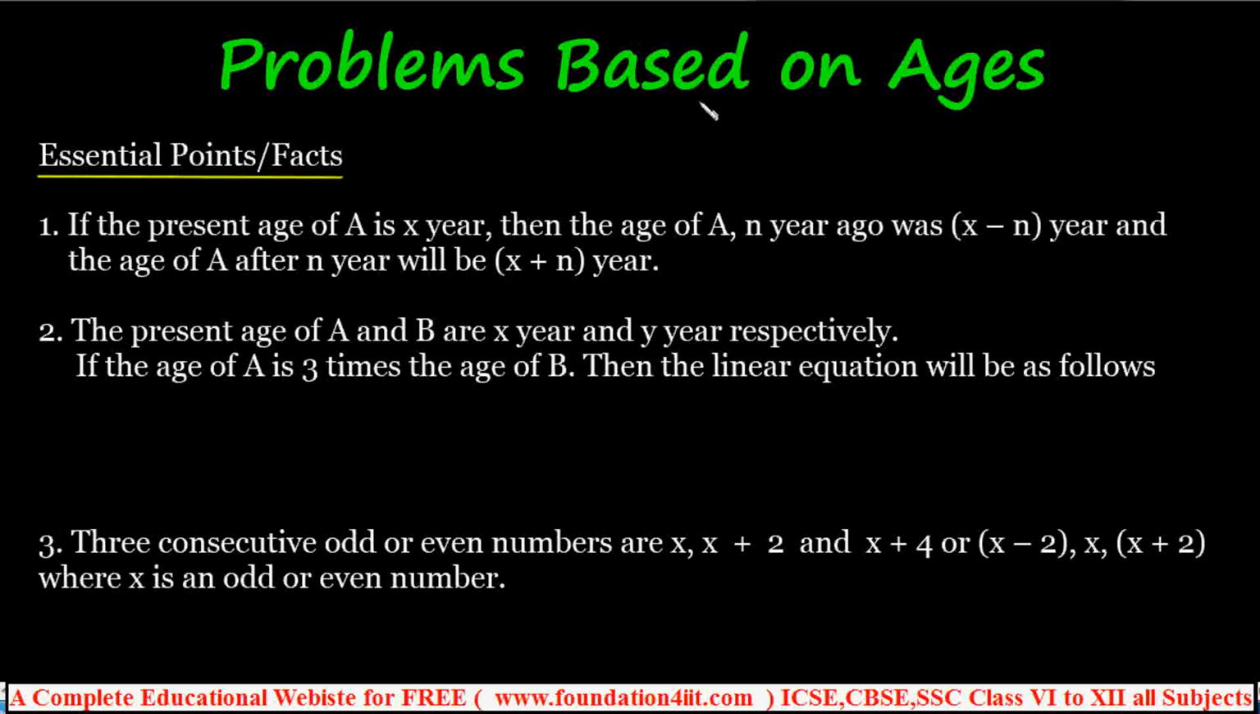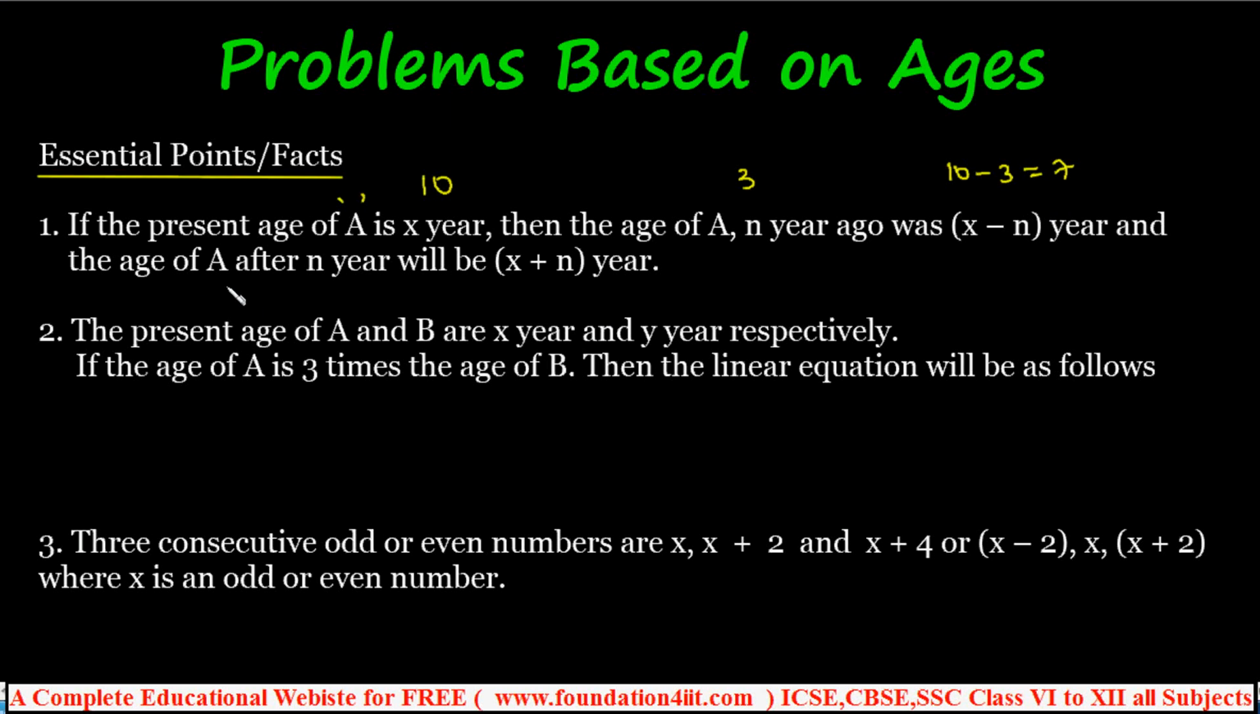First, the general property based on ages: if the present age of A, a person, is x years, then the age of A n years ago, that is before n years, is x minus n. Okay, if the present age is 10 years, then what is the age 3 years ago? That means 10 minus 3, which is equal to 7 years. So like this we can take the statement.